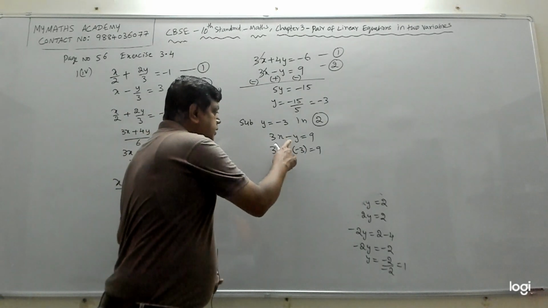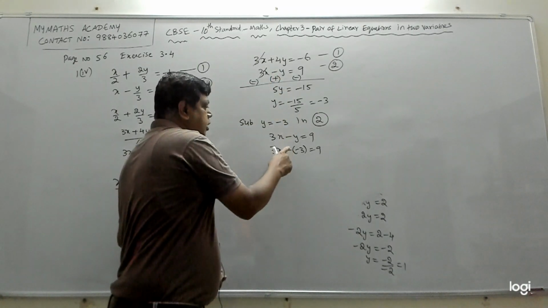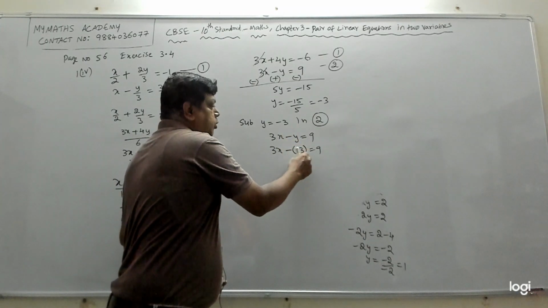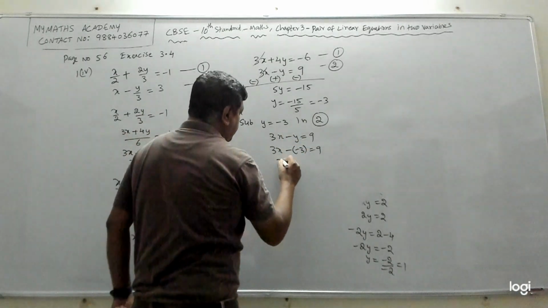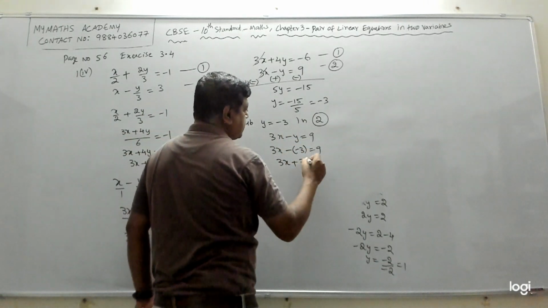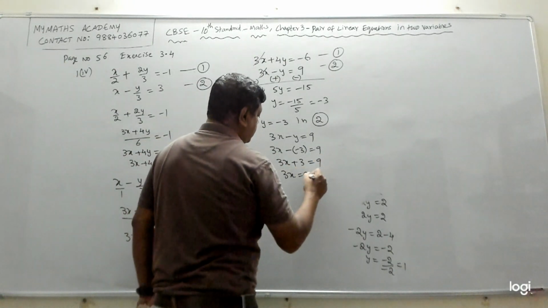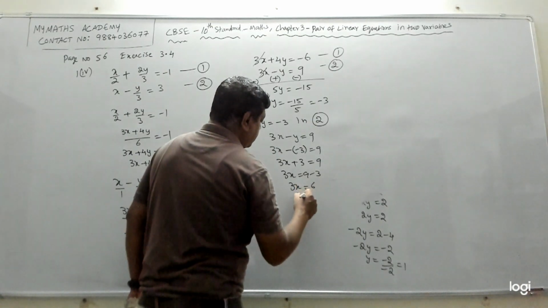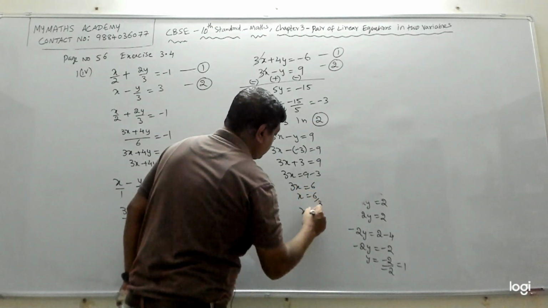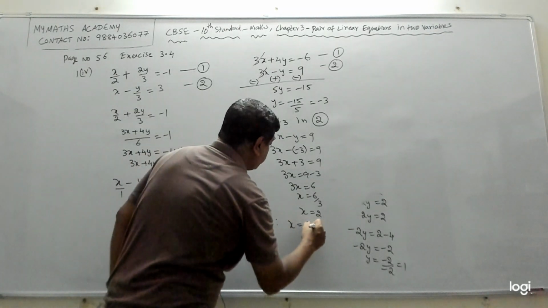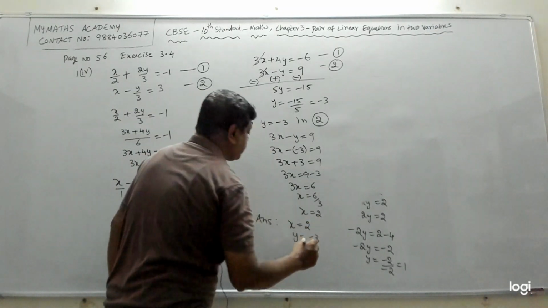So this minus is there in the equation, and the value of y is minus 3, which you have to put in brackets. So it becomes 3x plus 3, minus into minus is plus, 3 equal to 9. So 3x is equal to 9 minus 3. So 3x is equal to 6. x is equal to 6 by 3. x is equal to 2. So what is the answer? Our solution is x is equal to 2, y is equal to minus 3.